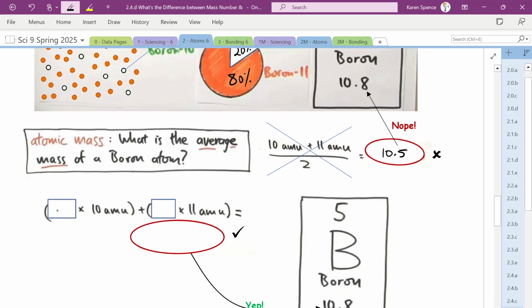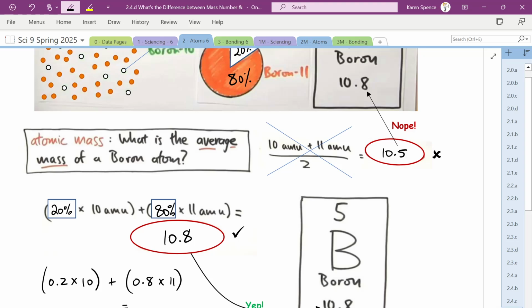So we would take 20% times 10 AMU and 80% times 11 AMU. And if you're interested in the math behind that, you would have to take 0.2 times 10 and then add it to 0.8 times 11. You make the percents into decimals and then you would add them and you will get 10.8.